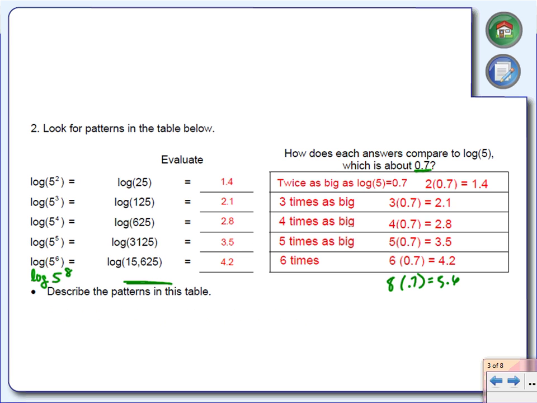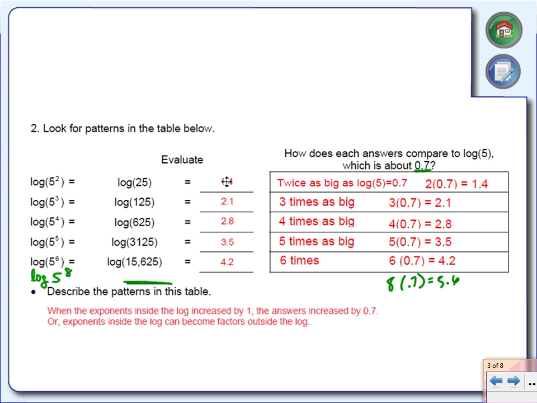5.6. Okay. So no, we don't actually have to work that out. All we're doing is multiplying by the exponent. That's all we're doing. All right, so describe the pattern that we see here. When the exponent inside the log, and that's referring to that 2, 3, 4, 5, 6 exponent that we saw, increased by 1, the answer also increased by 0.7. So if you look closely at all these answers here, notice all we're doing is increasing each one of them by 0.7. That's one way to look at it.